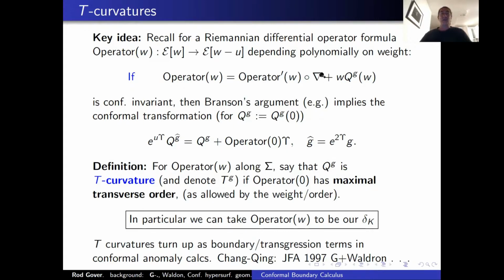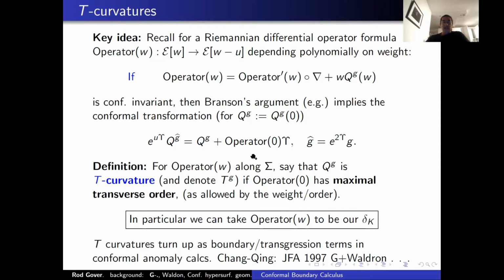It's some part of the operator that, composed with the Levi-Civita connection, plus the weight, because this depends on the weight, times another part, which also depends on the weight. Okay, so if you have a formula like that, then there's a general argument that if you pull off this bit here, so you take this Q that's the coefficient of W, and you set W equal to 0 in there, then that will transform conformally like a Q curvature, right? So the Q curvature does this, but the argument that leads to this transformation is just general. It doesn't just apply to the Q curvature. You just need this situation.